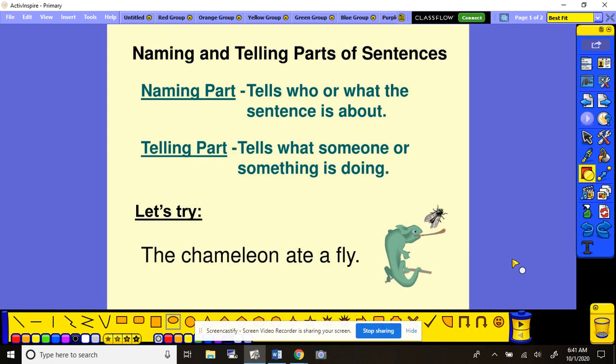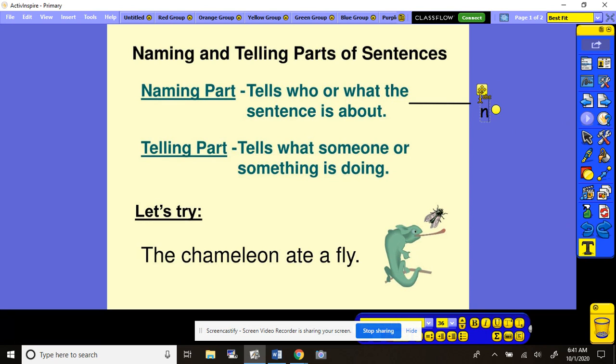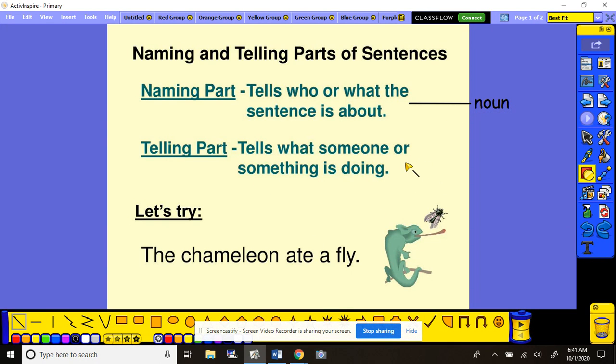Hello, hello. Today in our writing lesson, we're going to review those naming and telling parts that we've talked about. Remember that the naming part tells who or what the sentence is about, and the telling part tells what someone or something is doing. So when you think of the naming part, you can think of a noun, and that's your subject. That's who or what the sentence is about. A noun is a person, place, thing, or an animal. And then the telling part is talking about what something or someone is doing.